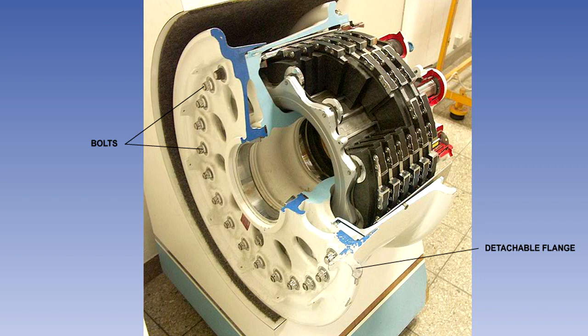The detachable flange type of wheel has the flange secured to the wheel body by nuts and bolts. A detachable flange may be a single piece or two or three pieces bolted together. The advantage of the loose and the detachable flange type of wheel is that the tyre can be changed without removing the wheel from the aircraft.